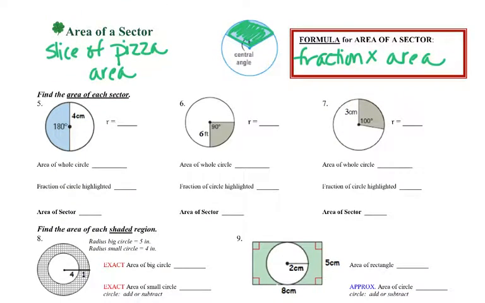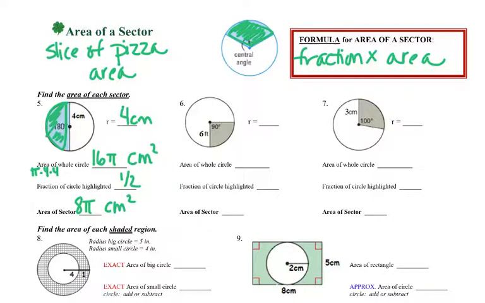Again, we have a choice if we want to do exact or approximate. So I prefer exact, so I'm going to start with that. That radius is 4, so the area of the whole entire circle, 16 pi centimeters squared. What fraction is represented here with 180 degrees? Right, half the circle. What's half of 16? Right, 8, so 8 pi centimeters squared.